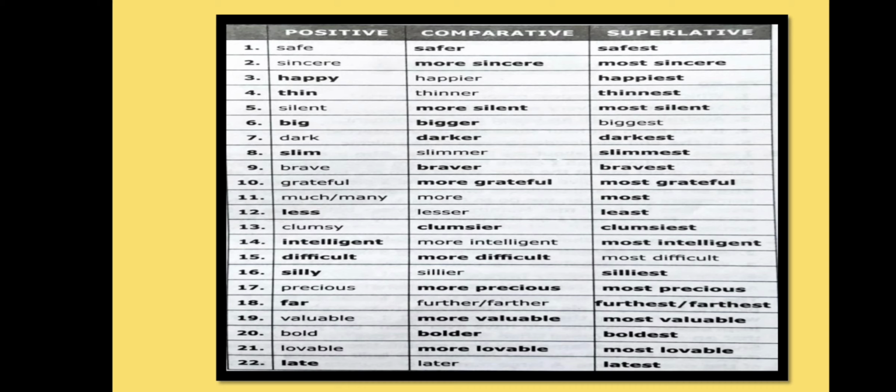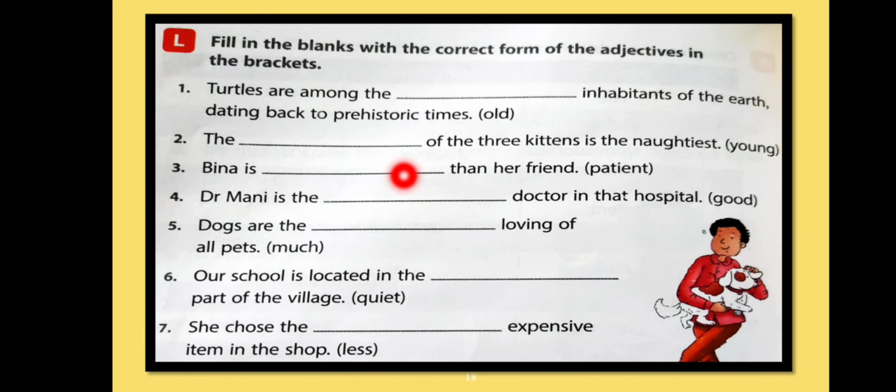The next exercise, exercise number L. Fill in the blanks with the correct form of the adjectives in the bracket. Turtles are among the dash inhabitants of the earth dating back to prehistoric times. In bracket, old. So here the keyword is the given over there. So that means it's superlative degree. So we have to use EST, oldest.